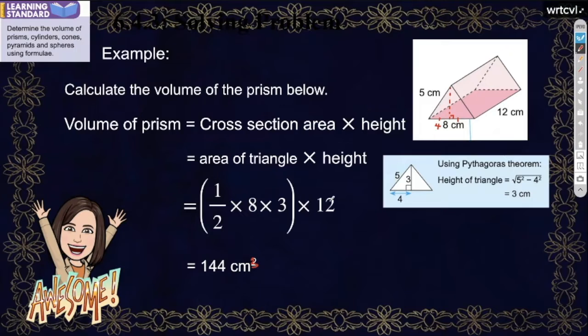Sudah faham macam mana nak masukkan nilai untuk mencari volume untuk prism? So remember, the cross section will be the area of triangle, and the height. So cari luas segitiga kali dengan panjang ataupun tinggi di sini. So how to get the area of the triangle? If the length and width are not given, you can use the Pythagoras theorem to get that value.